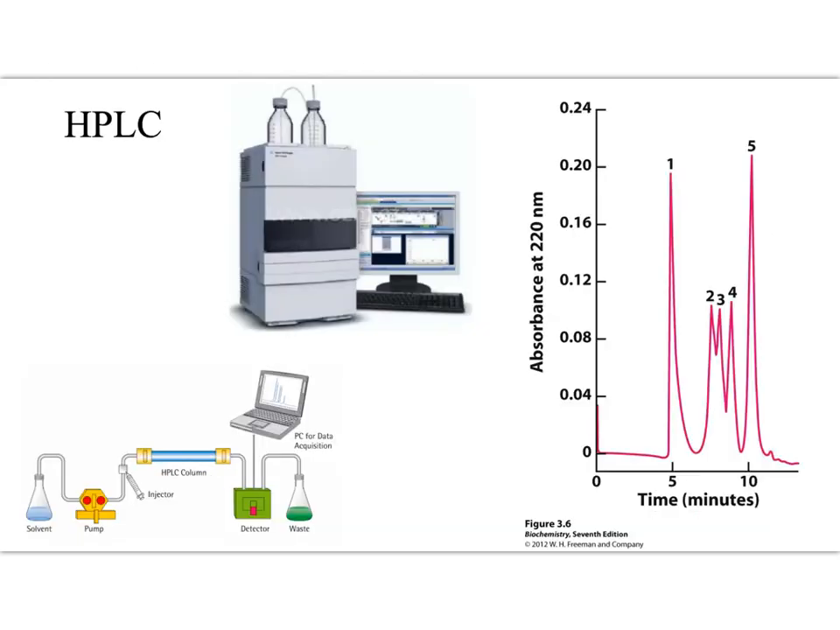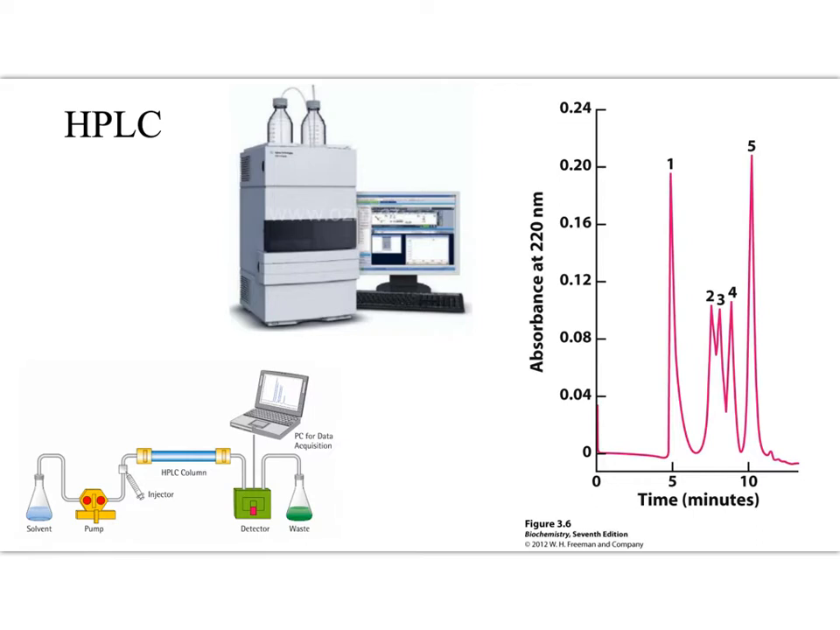And then we also have HPLC, which is another type of chromatography, high performance liquid chromatography. This is essentially an enhanced version of column chromatography techniques. It's going to be more rapid. It's going to produce higher resolution results.